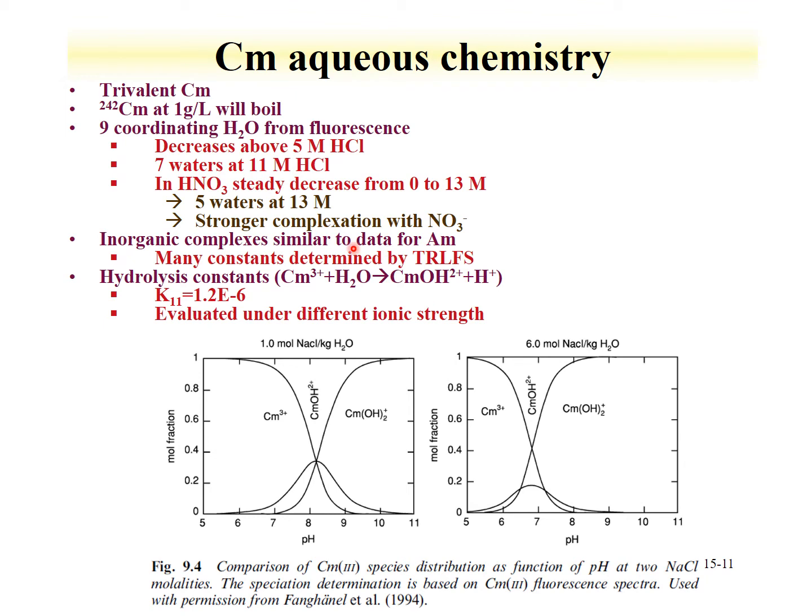The hydrolysis constants of americium have been evaluated, permitting the speciation diagram of americium. This is an example of americium speciation as a function of sodium chloride concentration, where the americium species is trivalent, is a free metal, generally up to pH 6, and above pH 9 we get the dihydroxide.